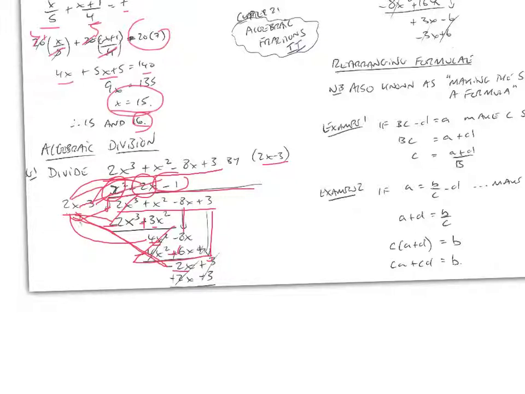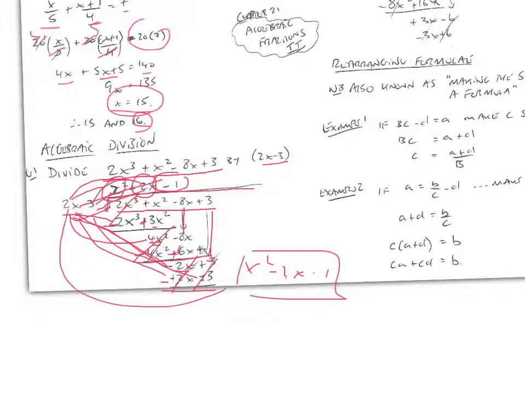Minus 1 by 2x is minus 2x. Minus 1 by minus 3 is plus 3. Change the sign and they will cancel. And your answer is x squared plus 2x minus 1. And if you multiply this by this, you will get that.